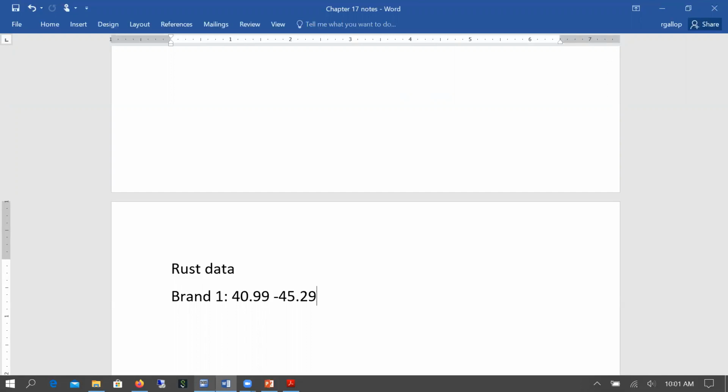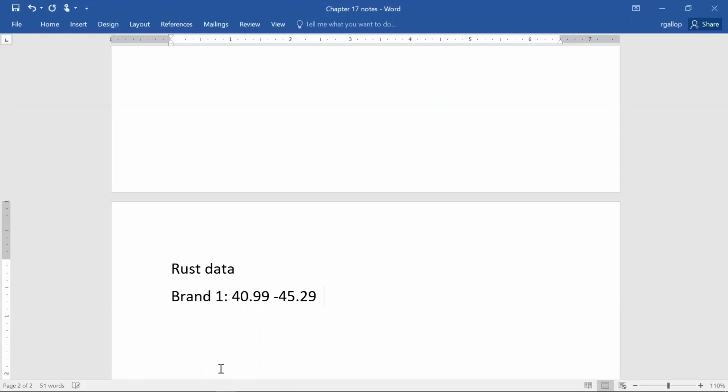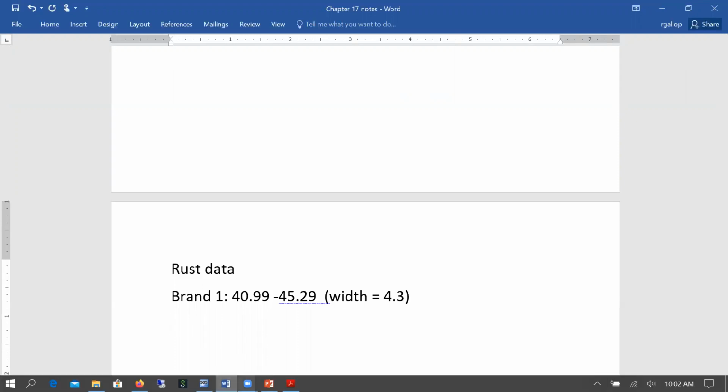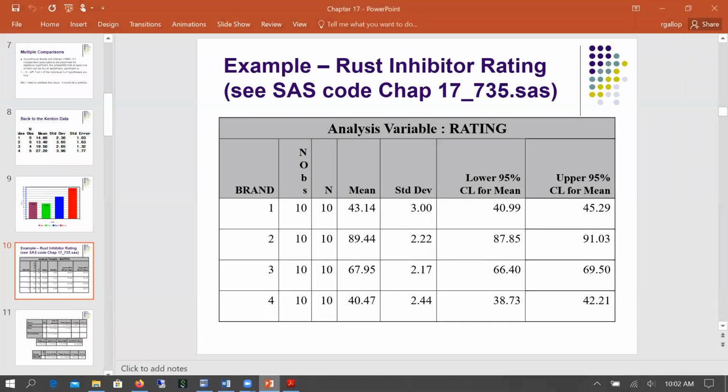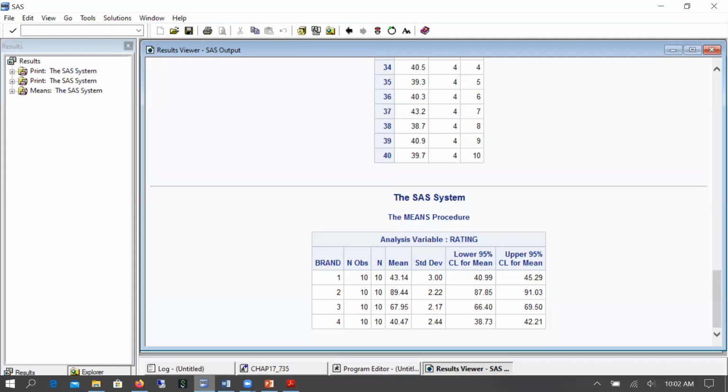All right, so we just go right there. And so if you guys are looking, the width of that confidence interval is 4.3. And let me just do one more in this, just to summarize as we're going back and forth. So we go here, let's take a look at brand 2 while we're here. So brand 2, if we start looking at this, its lower bound is 87.85. The upper bound is 91.03.